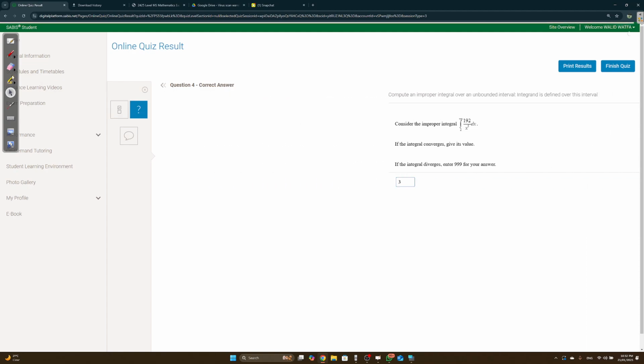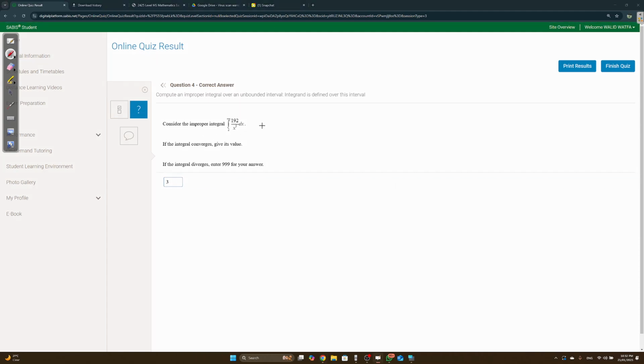Question 4. Consider the improper integral 192 over x to the power 5, if it converges. Same thing, 2 to positive infinity. 192 x to the minus 5. Remember, you rewrite dx. You rewrite it in terms of A. So integral 2 till A, 192 x to the minus 5 dx.